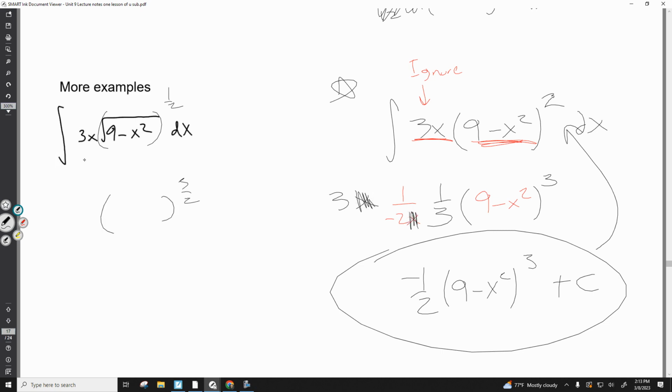Focus on the chain. When you undo the chain, you undo the product. Watch what happens. The x's go away. The 2's go away. The 3's go away. You just have negative 9 minus x squared to the 3f.